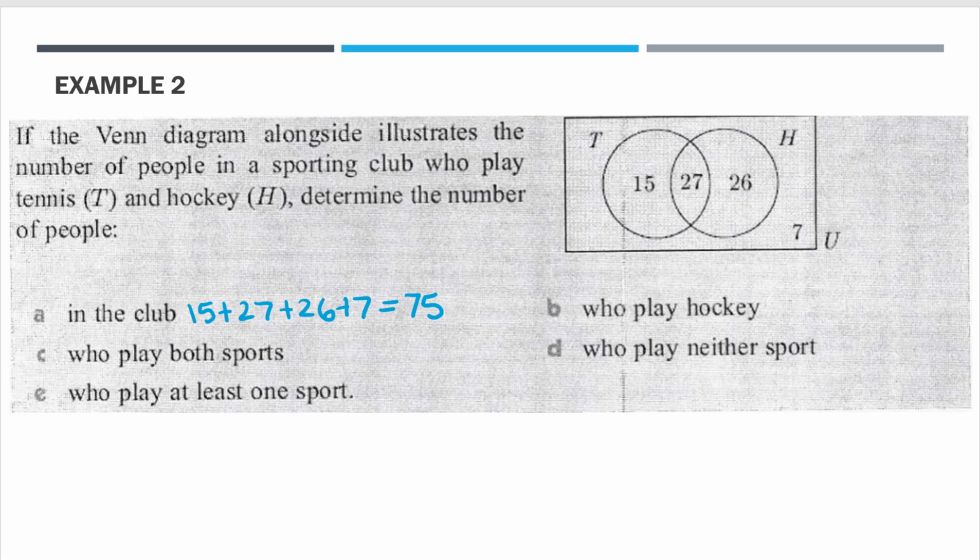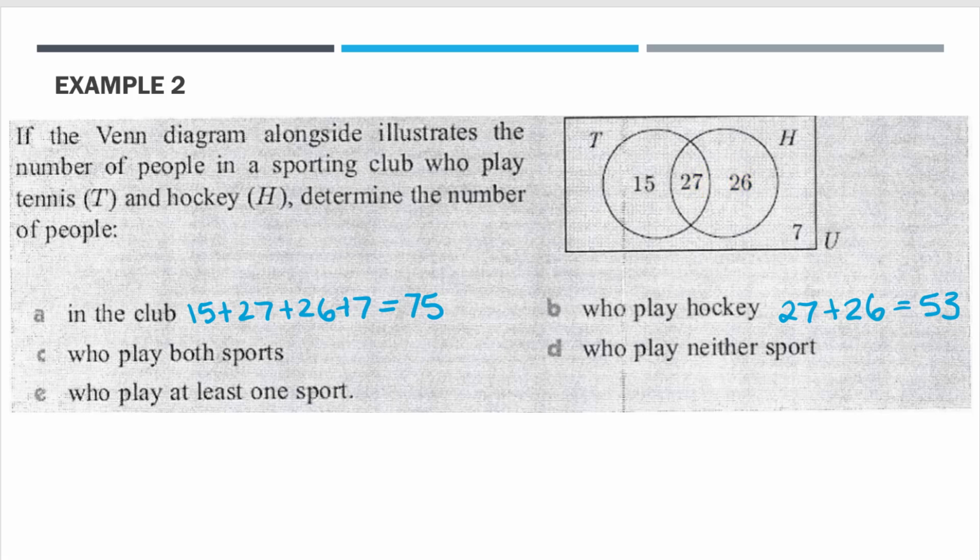B asks for the number of people who play hockey. So I'm going to look at the right-hand circle, and we have 26 people who only play hockey, but we also have 27 people who play both hockey and tennis. We can include people who play both. So 27 plus 26 is equal to 53. We weren't asked for people who play hockey and not play tennis. So that's why we can include that 27.